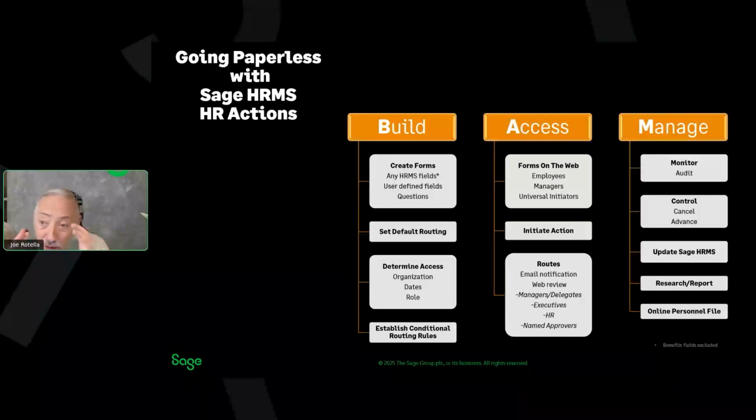Then you can set the default routing slip, that little electronic routing slip down at the bottom, and you determine who has access to those forms based on where they sit in the organization, based on a date range, or even their role.